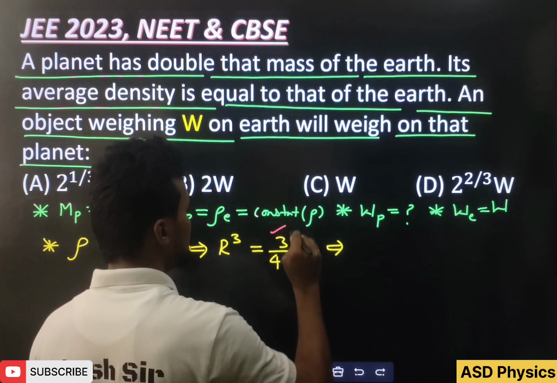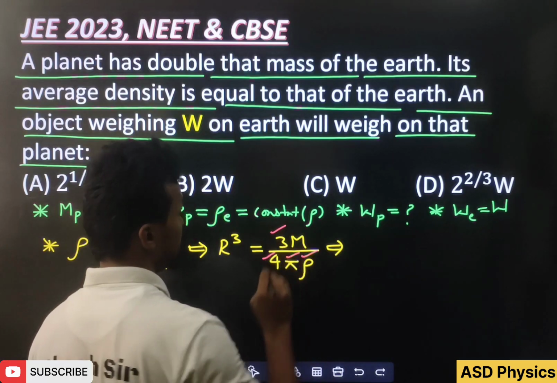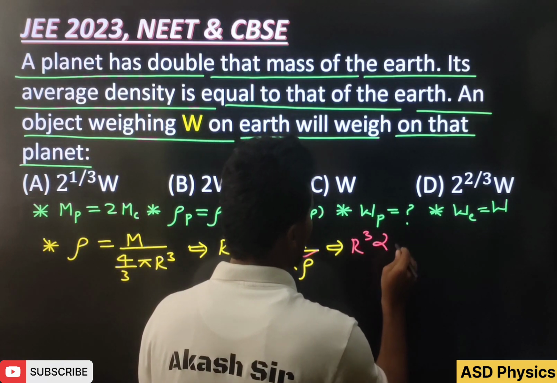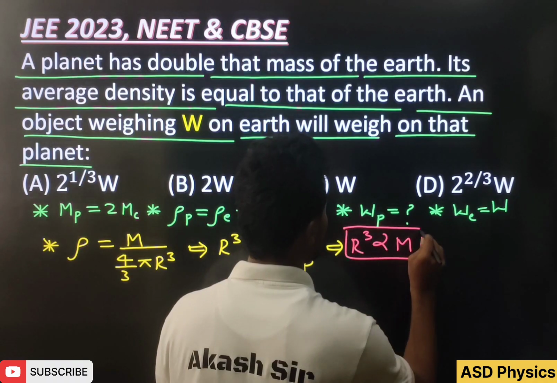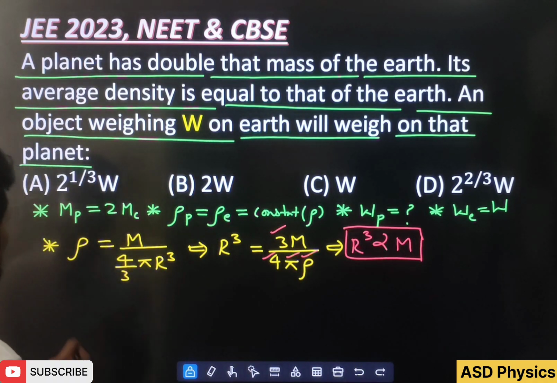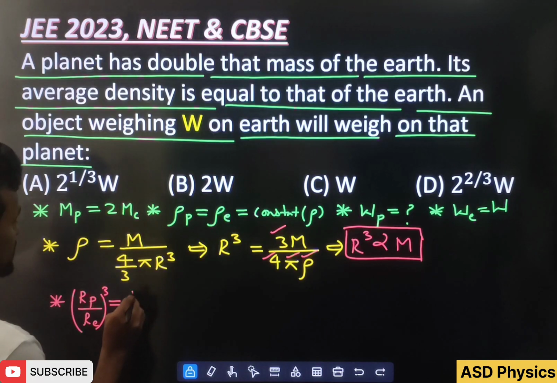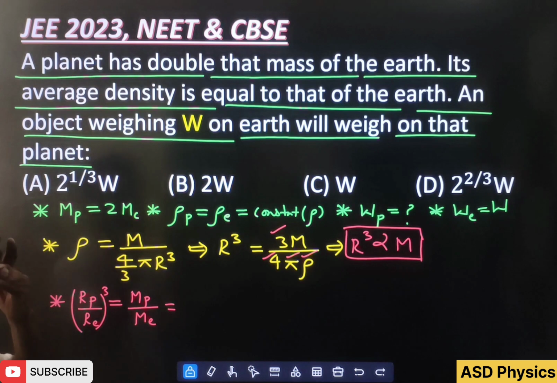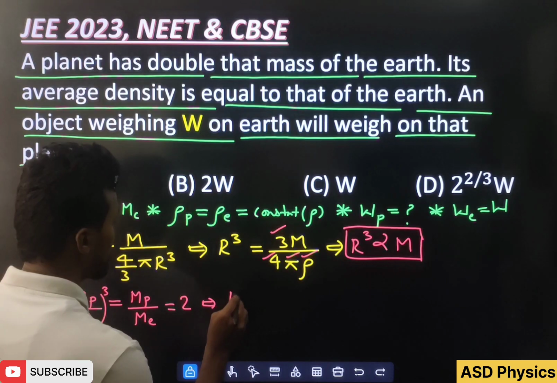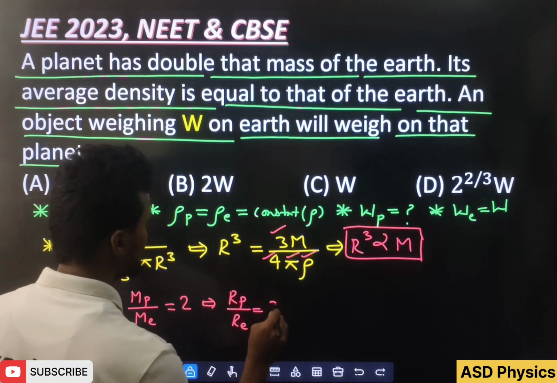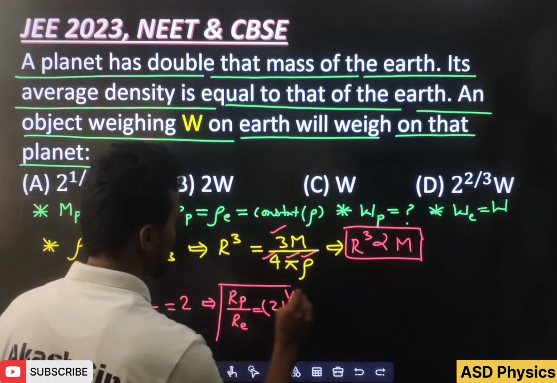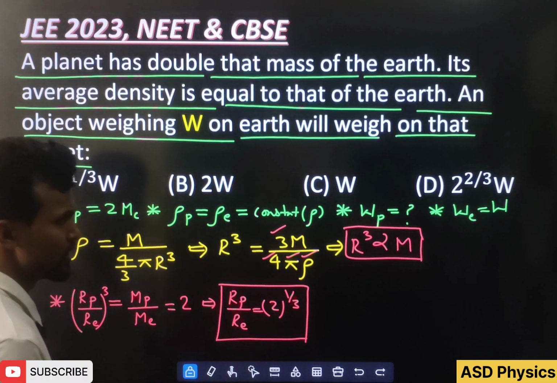From here I can see which things are constant. 3 is constant, density is the same, pi is the same, and 4 is also the same. So r cube is directly proportional to m. From here we can write the radius of the planet by the radius of the Earth, cubed, is equal to the mass of the planet by the mass of the Earth. The mass of the planet is twice the mass of the Earth, so mp by me is 2. So rp by re is 2 power 1 by 3. Now we have got the radius ratio.